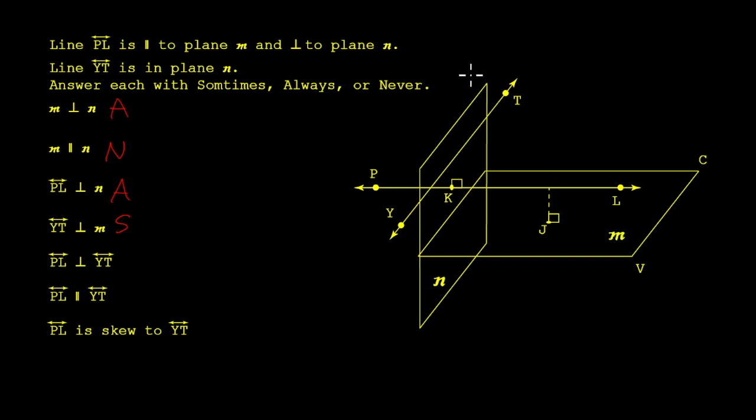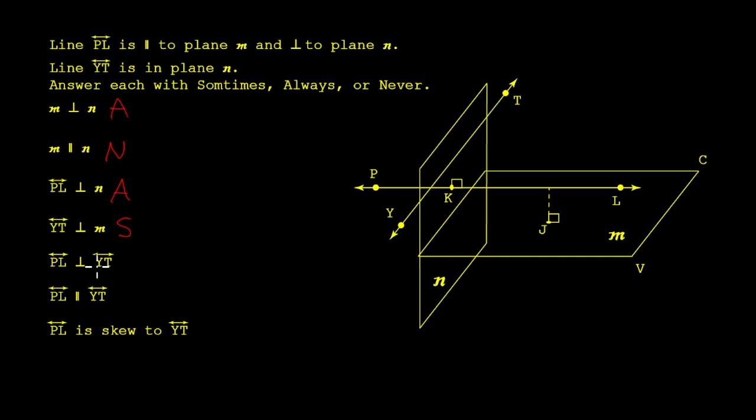However, we are not told the exact orientation, so it could be like this, YT, and that actually appears to be perpendicular to plane M. For that matter, what's to say it's not in this orientation? So Y and T. Since we're not told, we just don't know. It could be parallel, it could be perpendicular, it could be in any orientation in between.